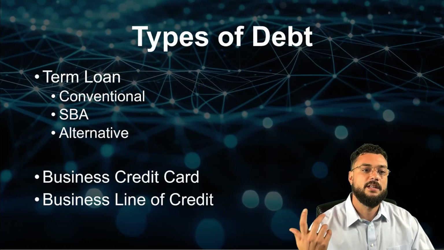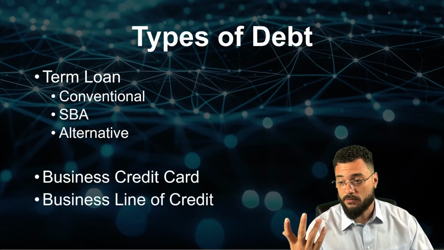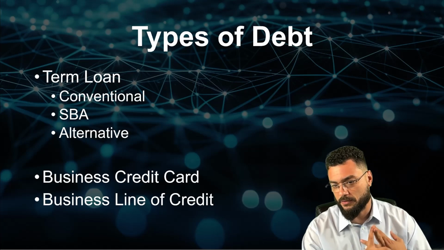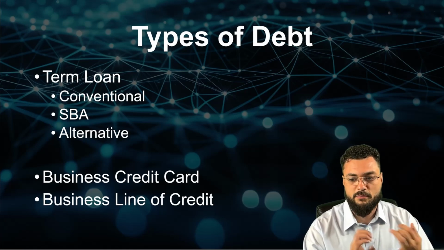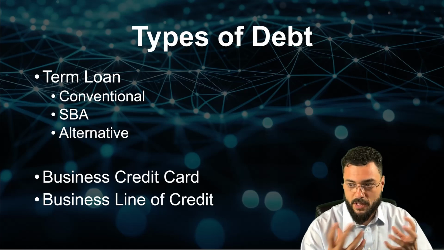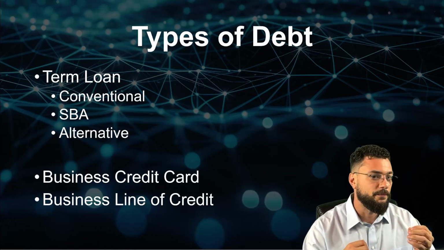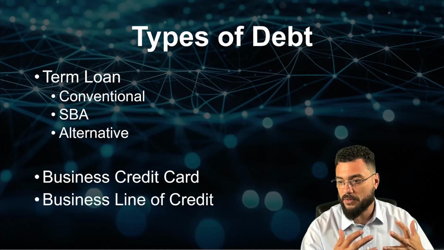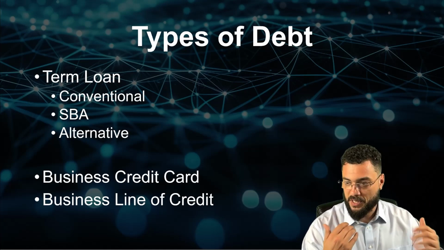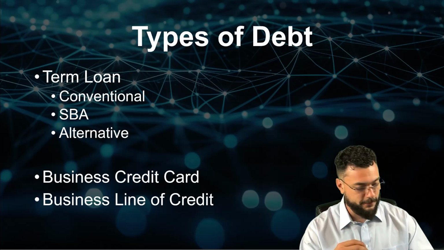So, types of debt. You have term loans, which is like a loan that you would normally think of as a standard one, but you have conventional, SBA, and alternative, and we'll get into what that looks like. You have business credit cards and you have business lines of credit. They sound kind of similar. They're both considered current liabilities and not non-current, like term loans are. But in execution, they look a little different.